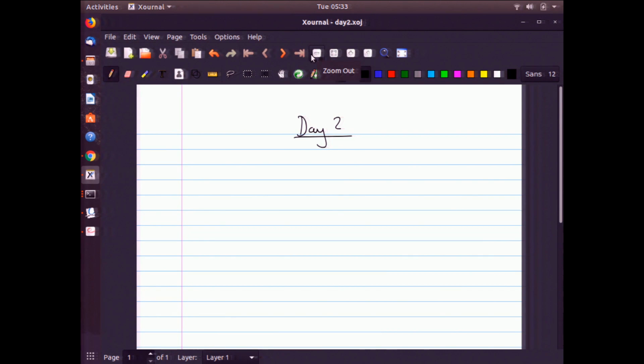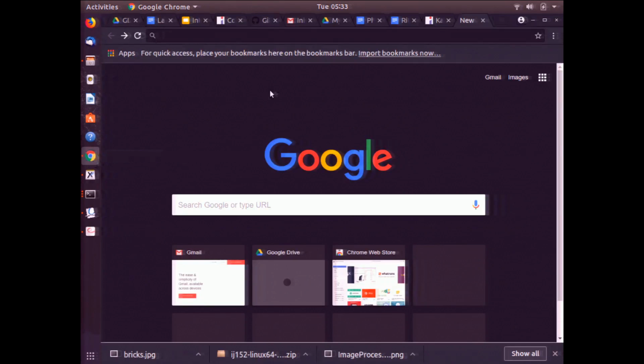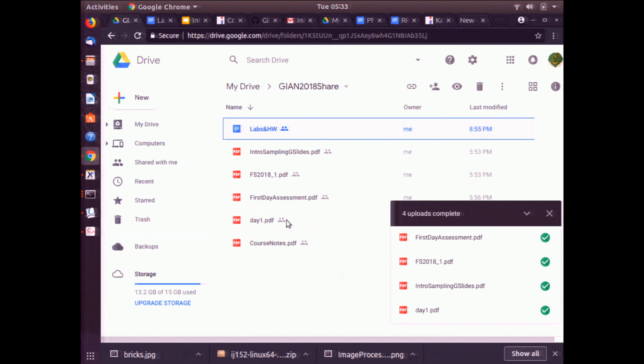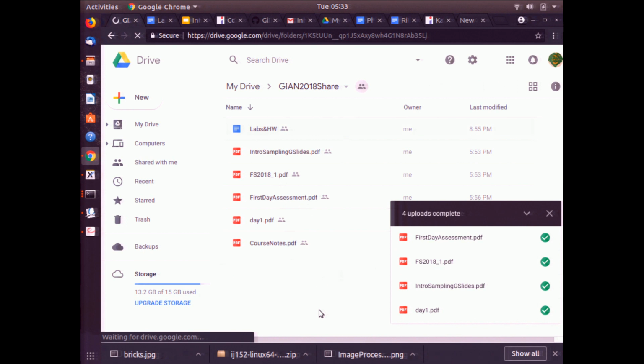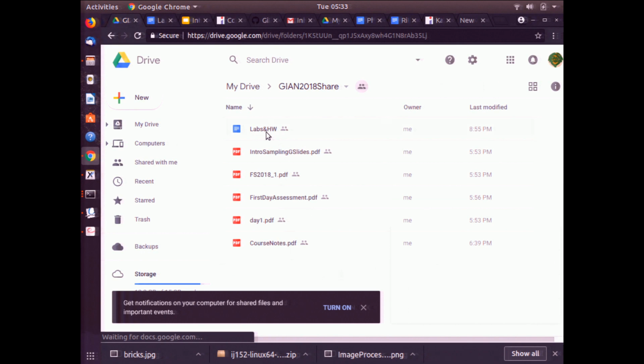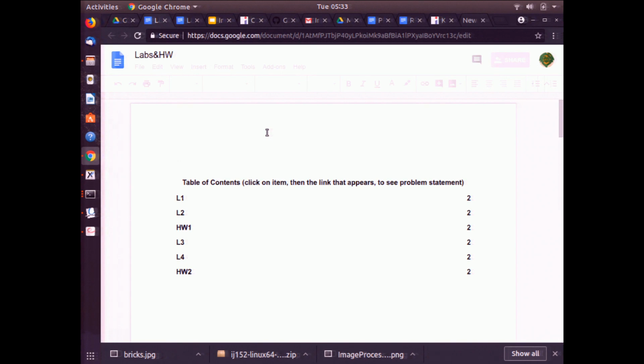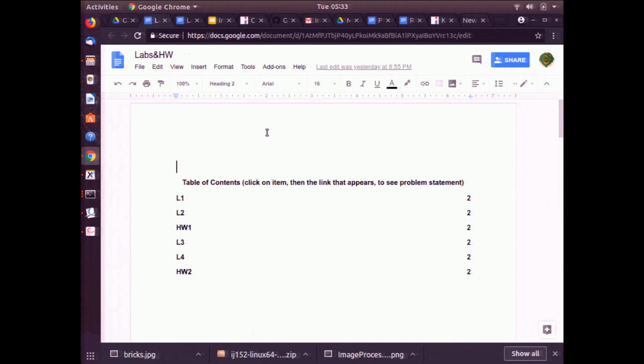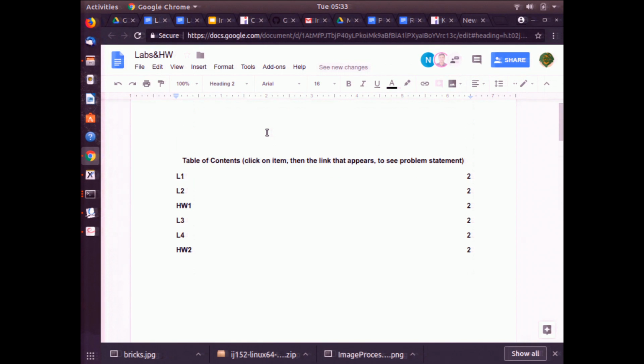So I added one document there, which is a list of all the lab exercises. Let me show you that. So you see this document here, which is called Labs and Homework. I made a list of all the labs and homeworks, and I'll add to them as we go. Your first two and today's are there already.